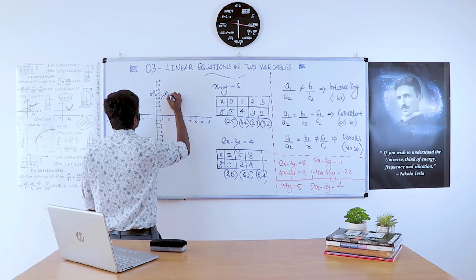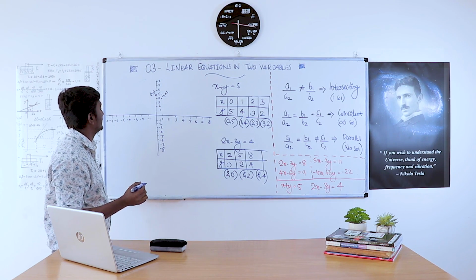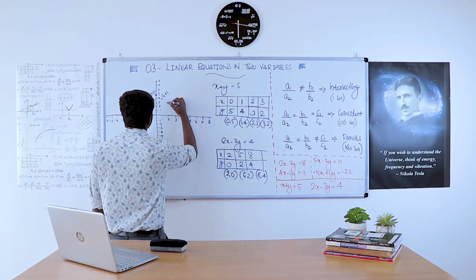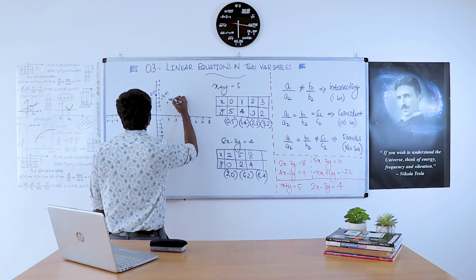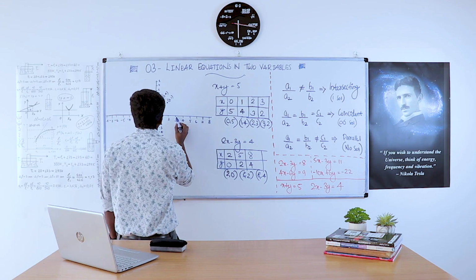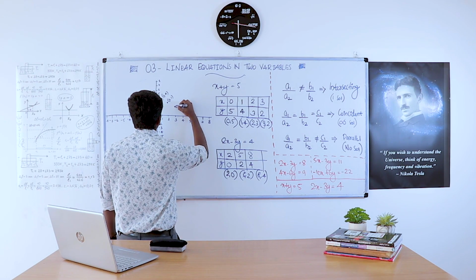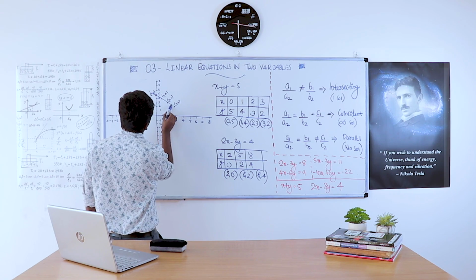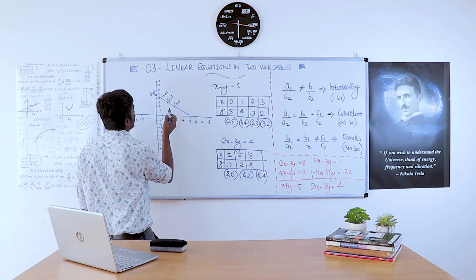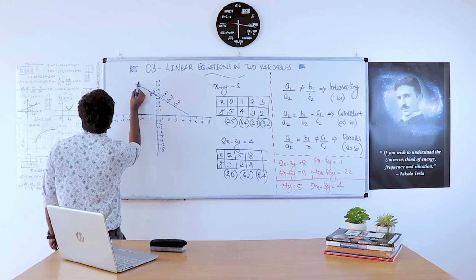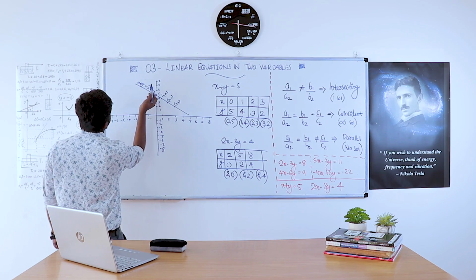X1, y4. Next is 2, 3. X2, y3. So this is the point. 2, 3. Which is the next point? 3, 2. X3, y2. This is the point. 3, 2. This is the graph. So this is the graph for x plus y is equal to 5.